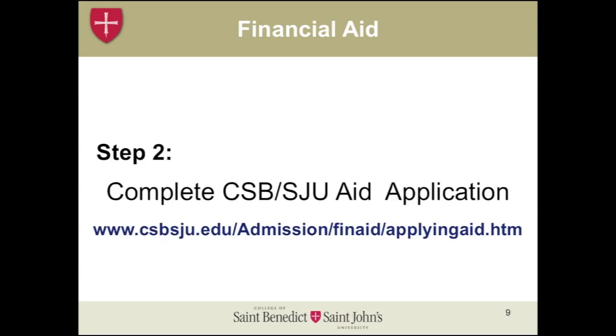The second step to apply for financial aid for St. Ben's and St. John's is to complete the CSB+SJU financial aid application. This is an online form available on our website. You complete it, and it's electronically submitted to the financial aid office at St. Ben's and St. John's. Now, on this form, you're going to report information that we will use in conjunction with your FAFSA to award institutional need-based financial aid. Let's move to slide 10.